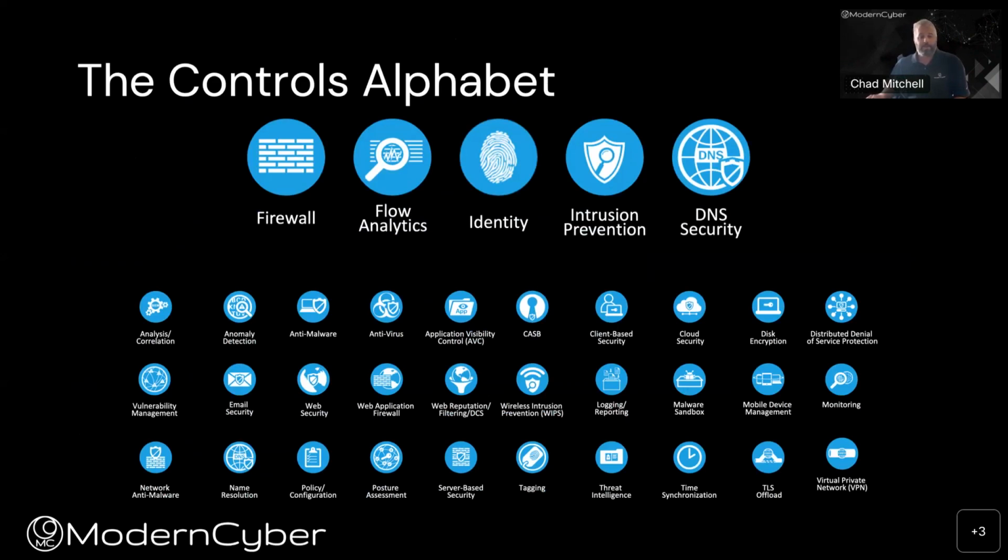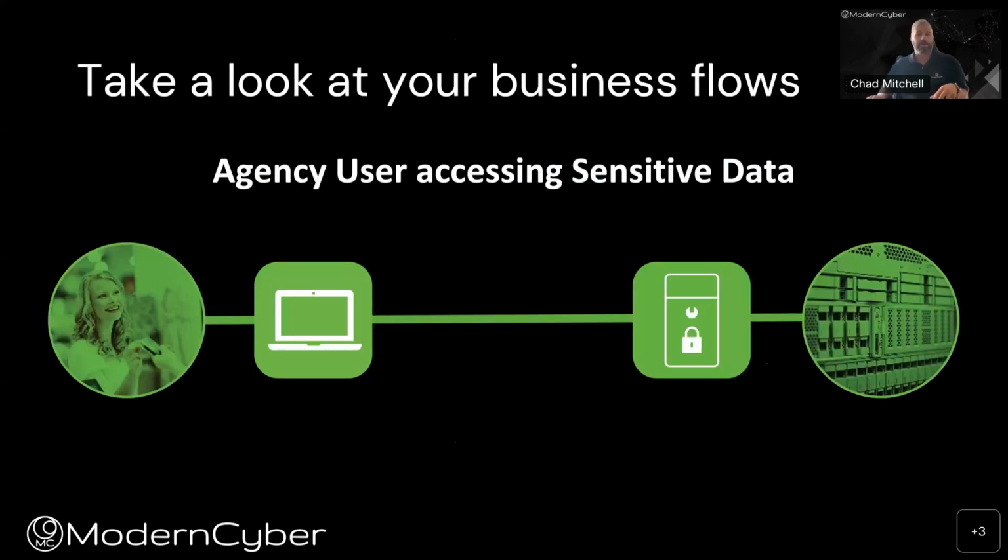We take that a step further and look at, okay, I'm trying to achieve zero trust. I know here are my use cases within my environment. How can I look at the totality of the products that I have, the capabilities of each of those products, and then identify how I would apply the policy for my zero trust goals to that flow or to that use case? So we start to break it down by looking at business flows. Here we've got a scenario of an agency user trying to access sensitive data.